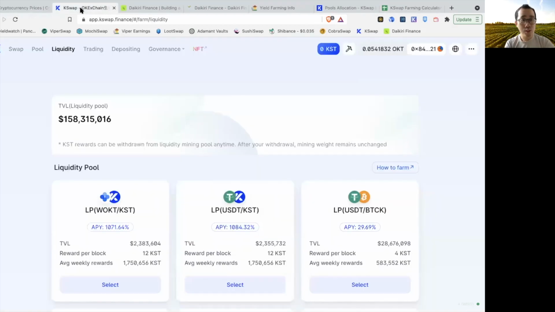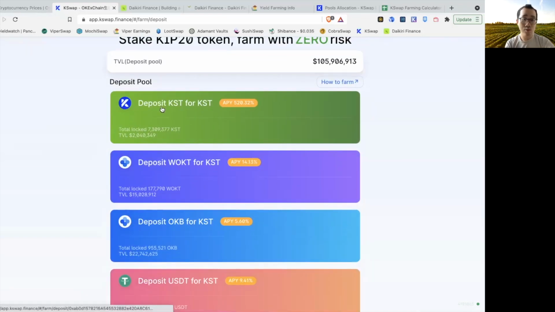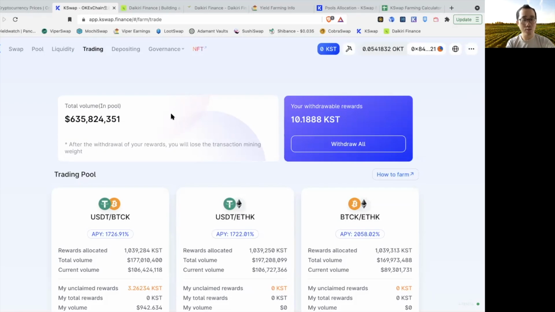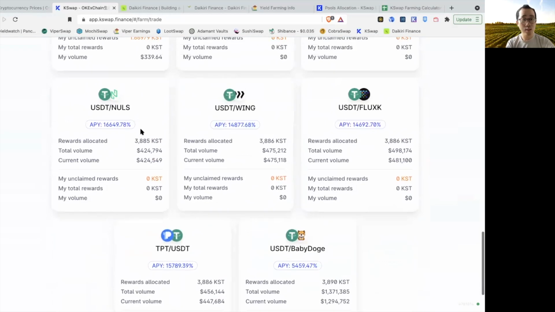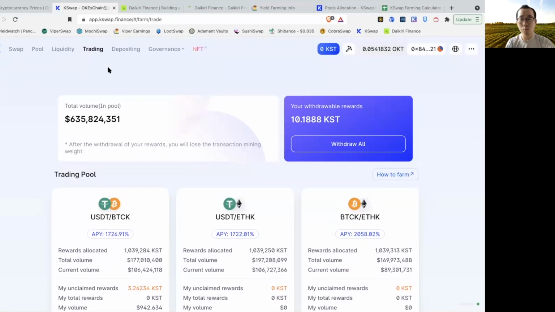So interesting project. They also have staking pools, so you can just stake a token to earn their KST token. However, for most people, I would say this is a bit complex unless the APRs are very high, like 16,000. You see all these pools, 15,000. Yeah, I wouldn't necessarily put a lot into this platform.